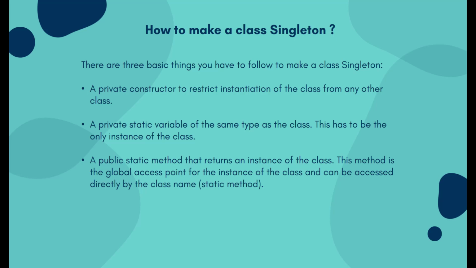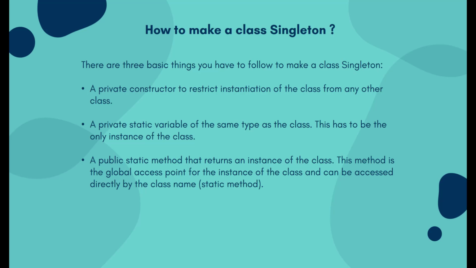Then we have to have a private static variable of the singleton class type that will hold the instance of the class being created. We are making this instance variable as private and not as public or protected because we want this variable to be accessible only from a global access point.